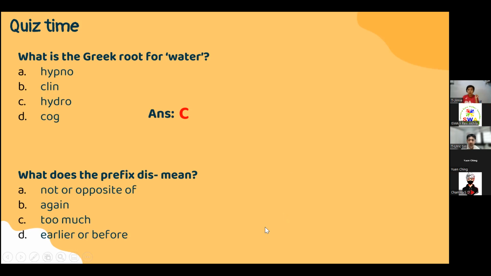You've learned what is a prefix. First thing we must think, what does the prefix dis mean? Let's recall, does a prefix come in front or behind the root word? Then you will be able to know this, and we've gone through this. Anyone can tell me the answer. What does the prefix dis mean?